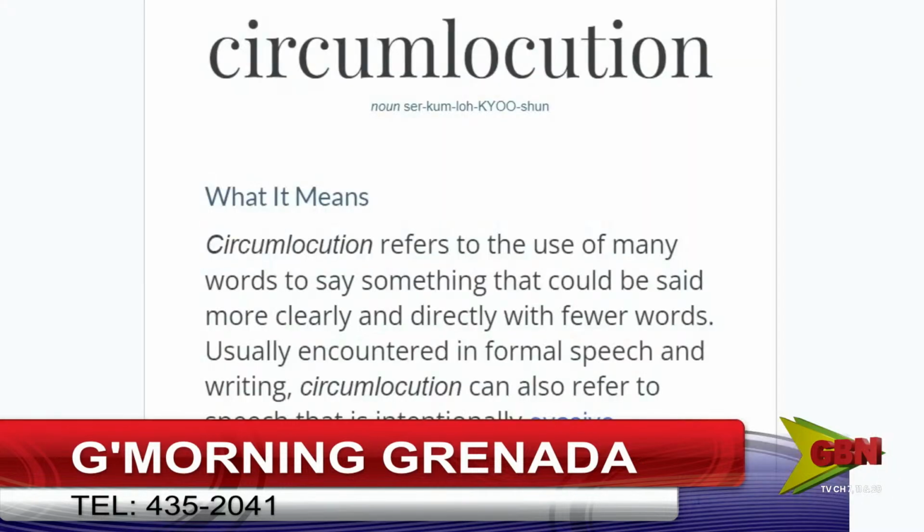Okay, and it's time for the word of the day. The word of the day today is a noun, a naming word. It is circumlocution. Circumlocution. Let me say that slowly. Circumlocution.